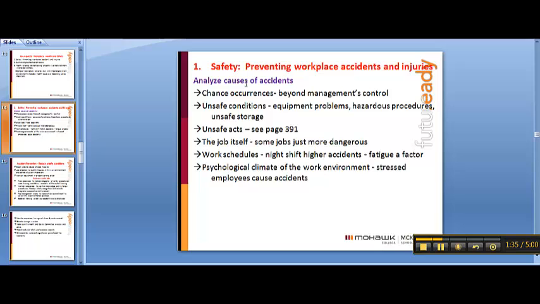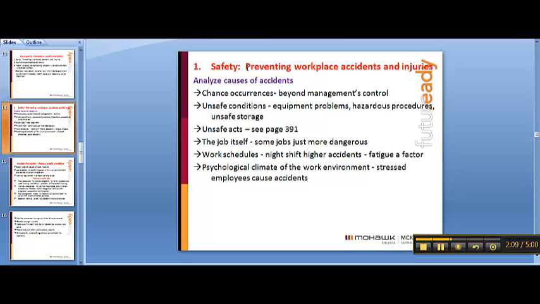So let's first of all look at safety. In order to prevent workplace accidents and injuries, we have to know where we're most open and susceptible to workplace accidents. So let's start to analyze causes of accidents. This is done by health and safety people in organizations. Sometimes there are chance occurrences, just these freaky little things that happen. Somebody just wasn't looking where they were going, bumps up against a filing cabinet, gets scratched in the eye and they're off work, right? Some of these things we can't control.